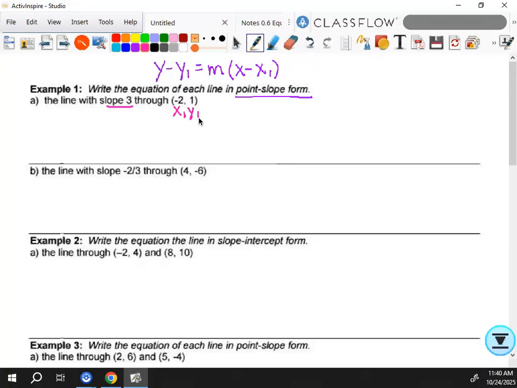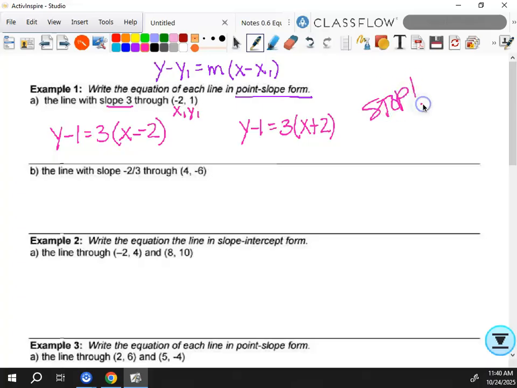So we're just substituting stuff in, and this is going to give me y minus 1 equals 3 times x minus a negative 2. Then we just clean it up a little bit, and I get y minus 1 equals 3 times x plus 2. And then you know what you do next? You stop. You're done. Do not do anything else. That is point slope form. That's it. I don't have to distribute. If I do distribute, then it's no longer in point slope form. But that's it. I'm done. This is the equation of my line. Bam. Okay? We good on that?